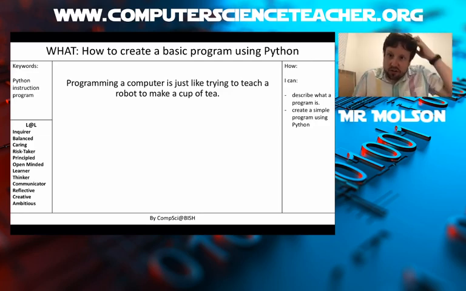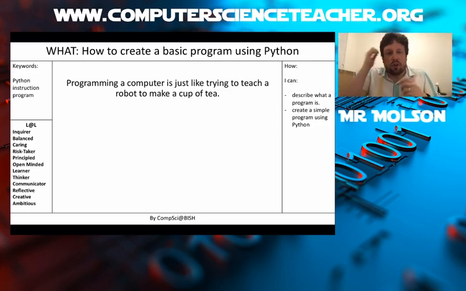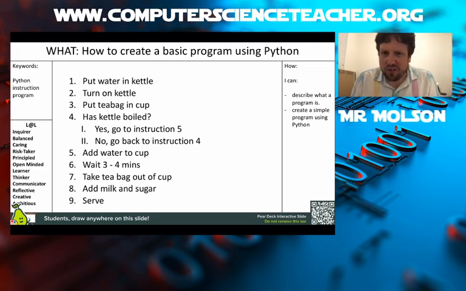But programming a computer is just like trying to teach a robot to make a cup of tea. What you need to understand is that a programming language, just like that robot learning to make tea, is going to have keywords. There's going to be a dictionary of words in there that our programming language understands. And that's the same with our robot.